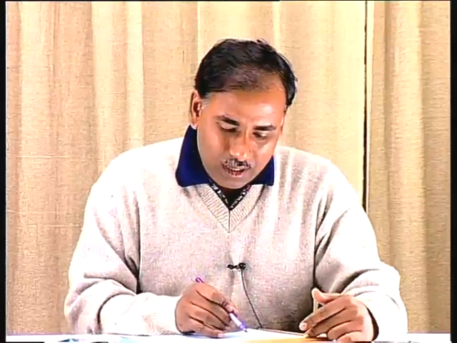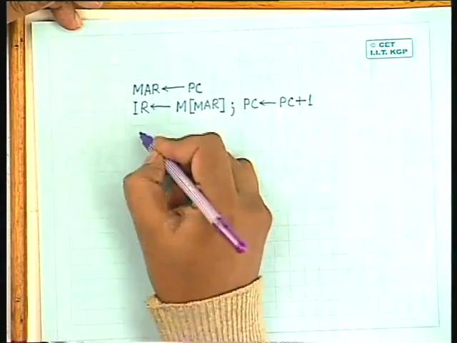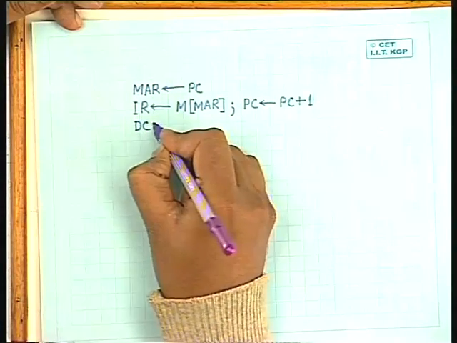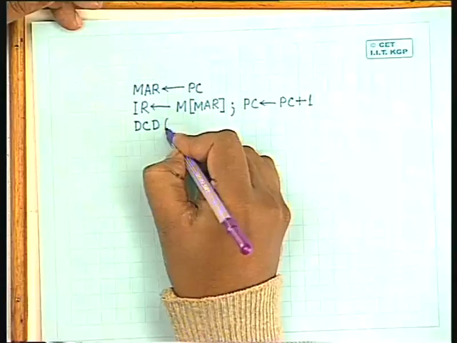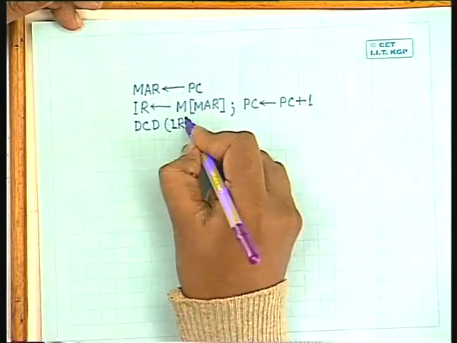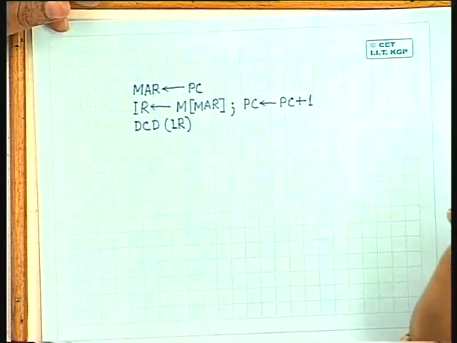Okay. Now after that, you have to decode the content of the instruction register. So these are the operations which are to be performed always.